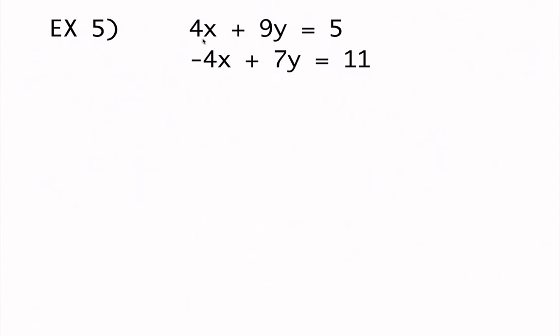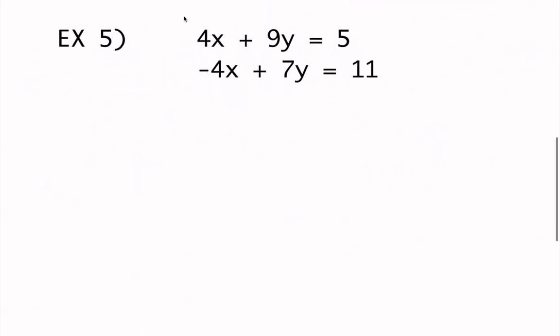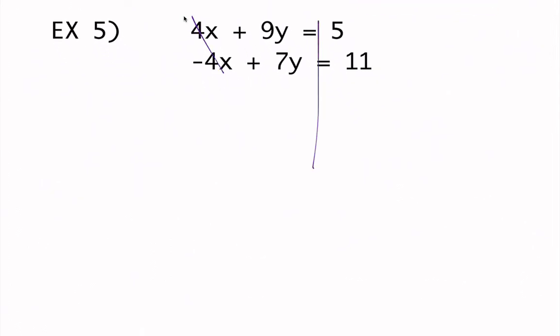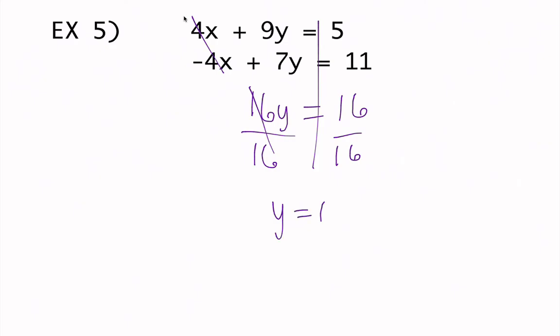Everything's lined up, so I compare 4 and negative 4 for x's, 9 and 7 for y's. So these have the same coefficient, and notice 4x and negative 4x, one's a positive, one's a negative, they are already opposites. So there is no need for me to change these signs down here because these will already eliminate. So I can cross these out and go ahead and add up my y's. So 9y's plus 7y's is 16y, 5 plus 11 is 16. Divide both sides by 16, which will leave me with y is equal to 1.